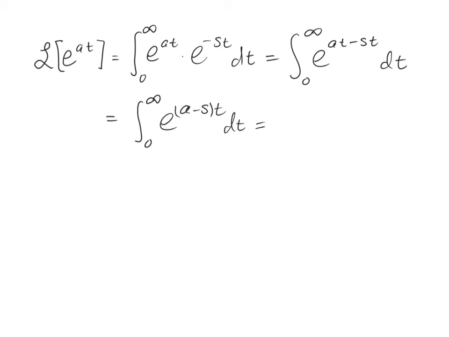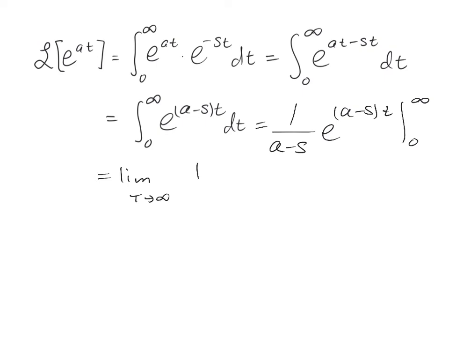And once again, a simple u substitution will just give us a 1 over a minus s e to the a minus s times t from 0 to infinity. Once again, we go ahead and rewrite this as a limit. So it's the limit as t goes to infinity of 1 over a minus s e to the a minus s times t from 0 to capital T. And now I'll go ahead and evaluate that integral.